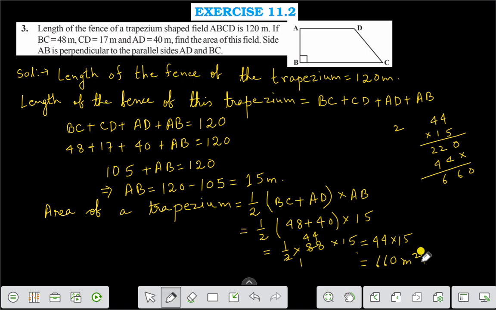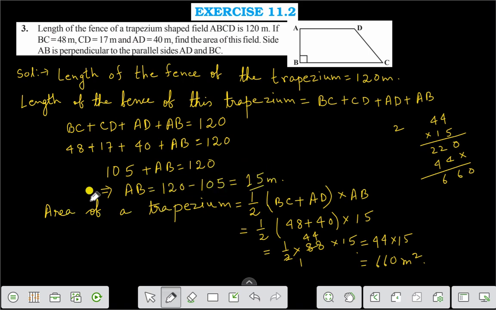Again, we are repeating. Here you see that the length of the fence of the trapezium is given 120 meter. And you know that the length of the fence of this trapezium is BC plus CD plus AD plus AB, right? BC is 48, CD is 17, AD is 40, and AB, we write it here as AB is 120. If we add this, 105 plus AB is 120, therefore AB we are getting 120 minus 105, that is 15 meters.